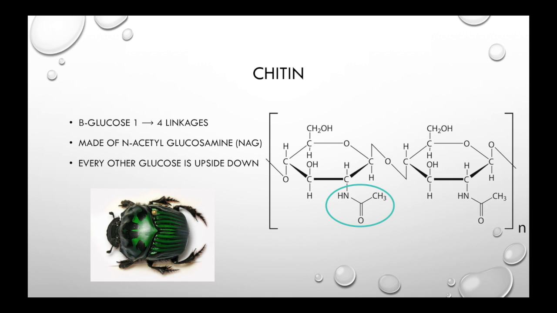And obviously, chitin is used for support and protection. An example would be the exoskeleton of beetles and other insects.